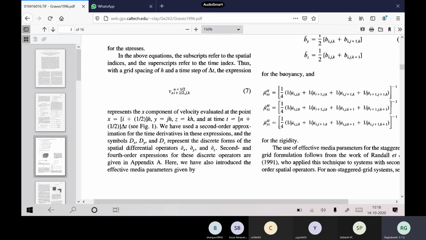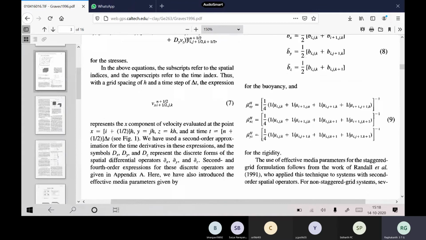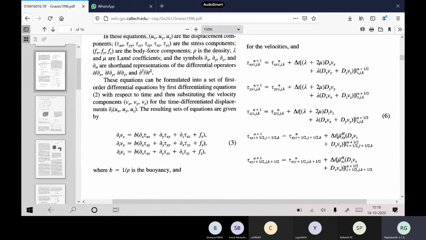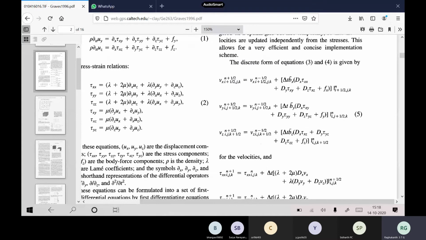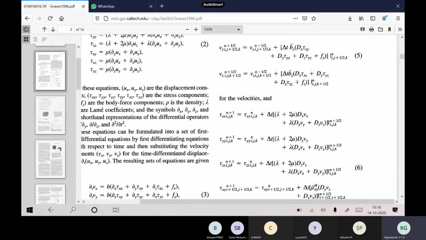So these are our finite difference equations actually. Okay, so he has given this paper. I will send it to you on WhatsApp also, so you can see. So these are the finite difference equations. These are for the velocities, then this for the displacements. So this is stress versus this itself.